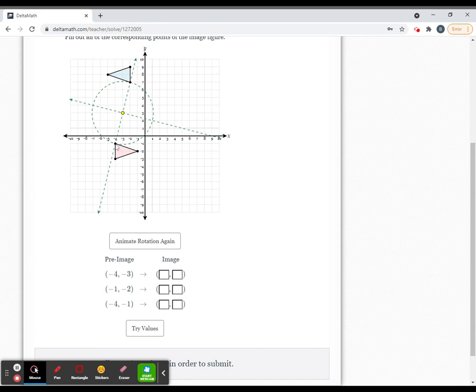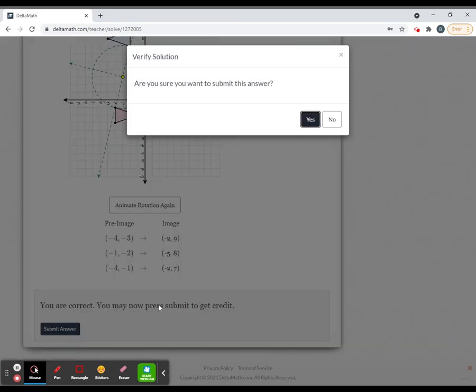And we could put all of these in here again, right? If I stare at -4, -1, that one goes to -2, 7. -4, -3 goes to, looks like, -2, 9. And the last one, 1, -1, -2 goes to -5, 8. And we could submit that one again.